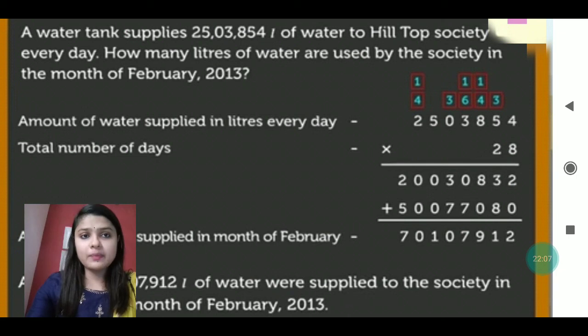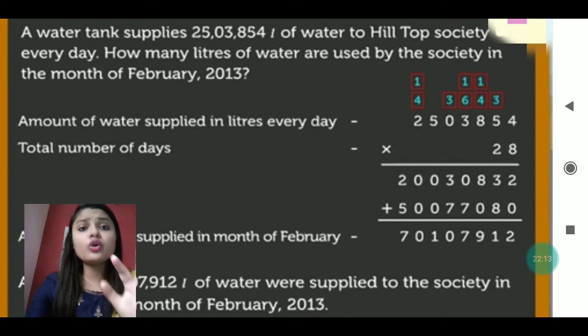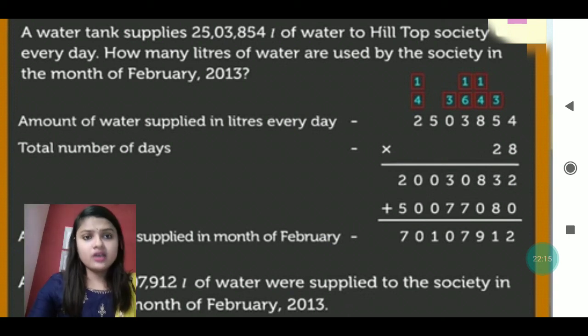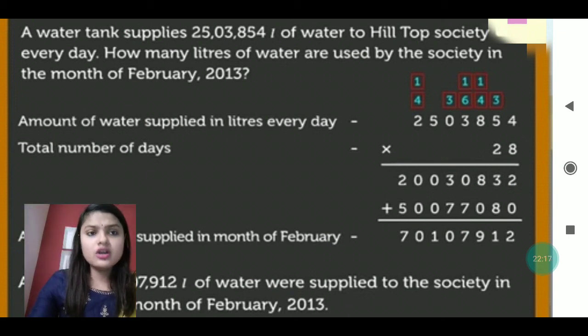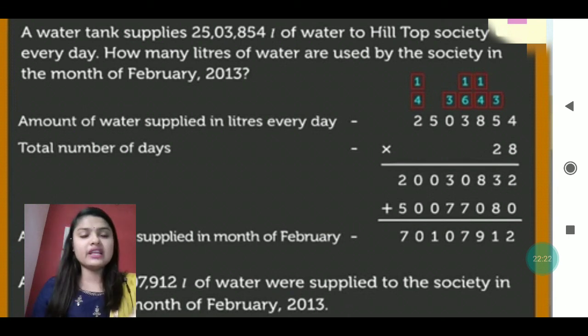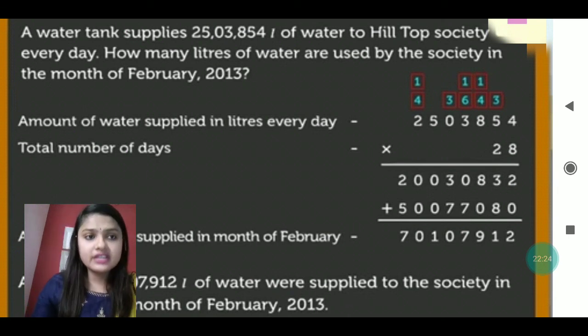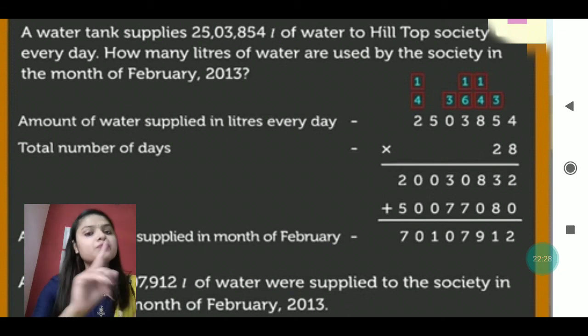The amount of water supplied in liters every day is given. The total number of days is 28. You have to multiply here. What will we do? Multiply. When you multiply 8 with all the numbers, you will get 200308332. This is the first product.